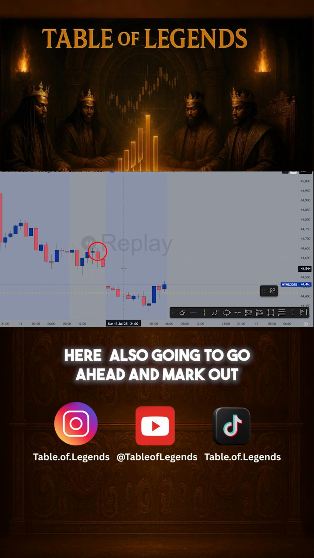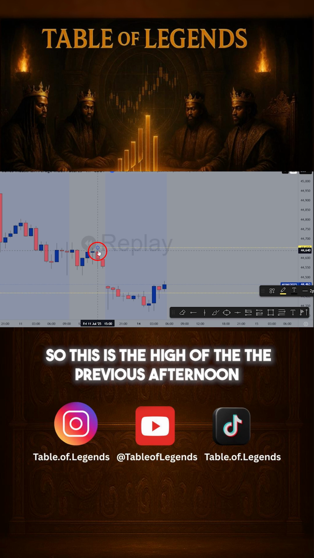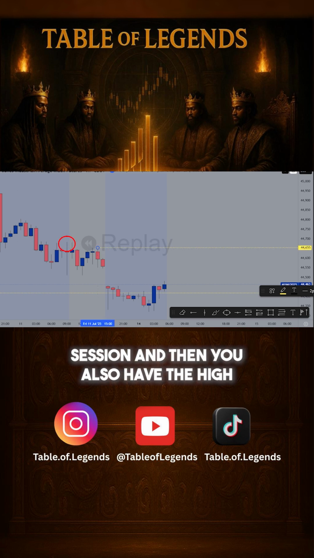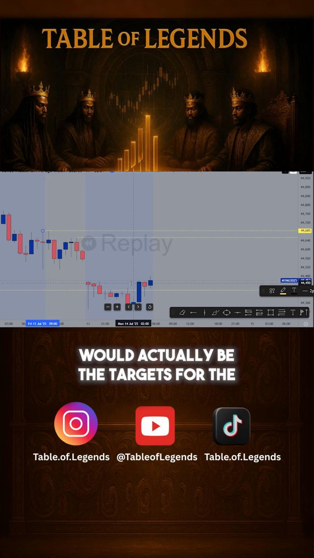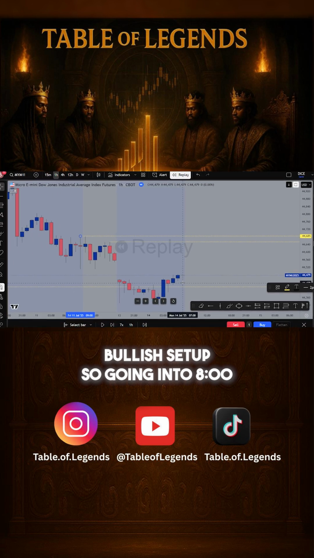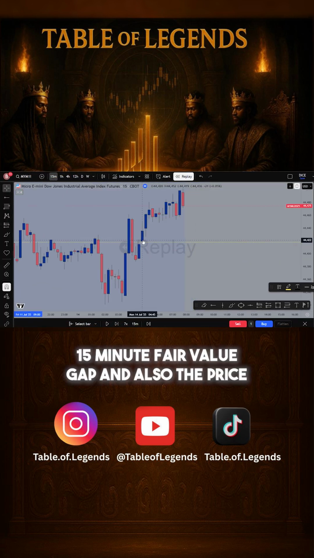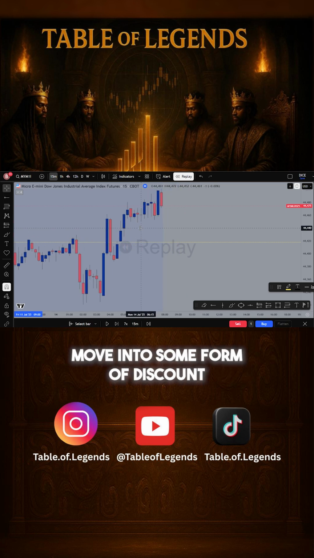Also going to go ahead and mark out the previous session highs. So this is the high of the previous afternoon session, and then you also have the high of the previous day as well. So these would actually be the targets for the bullish setup. So going into 8 o'clock, personally I like to see a 15-minute fair value gap and also the price move into some form of discount.